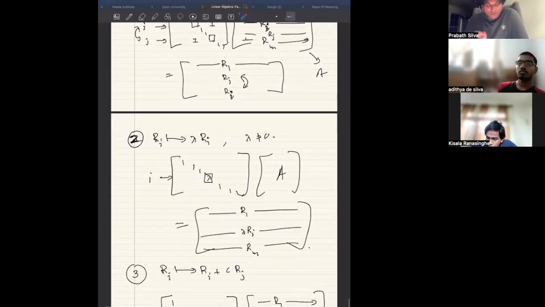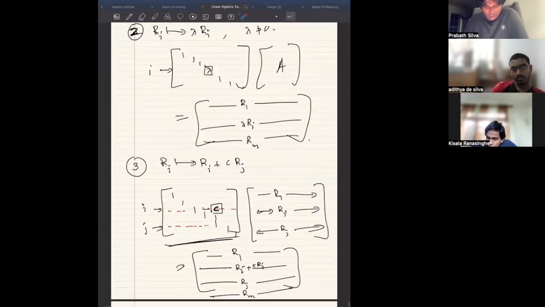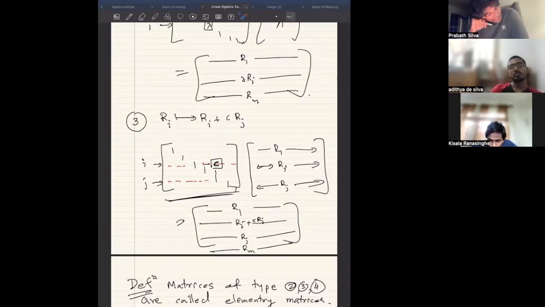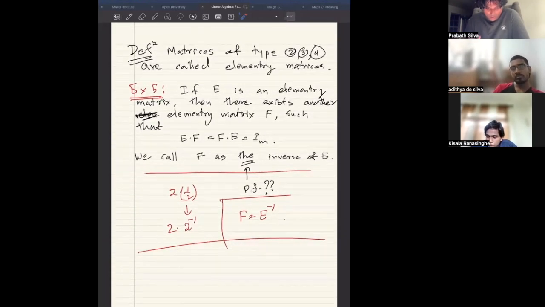In here, we take this matrix, and the inverse of this would be you replace lambda with 1 over lambda. And in here, if you multiply by C and add, and then you multiply by minus C and add, that would undo this. Now, all good. And here I call this the inverse.